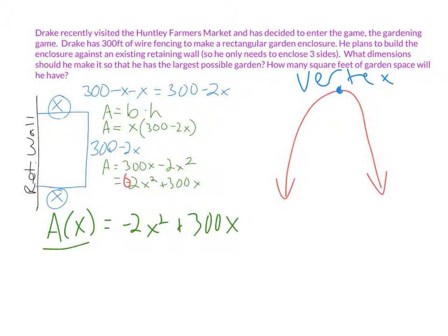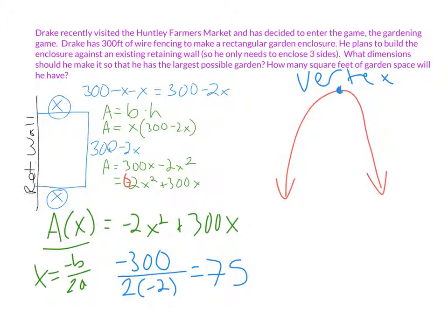So how do I find my vertex? Well, if I plug it into x equals negative b over 2a, that'll give me my x coordinate, and I can plug back in for my y. Hence the previous video. Let's do that. So if I plug my info in here, I'm going to have negative 300 over 2 times negative 2. So 300 divided by 4 is 75. Okay? That's my x value.